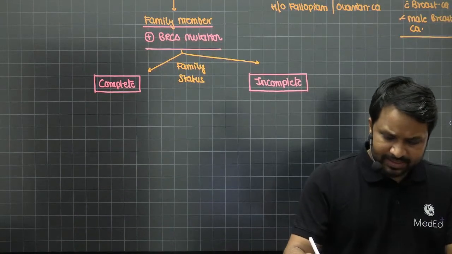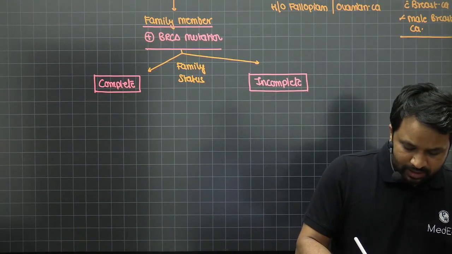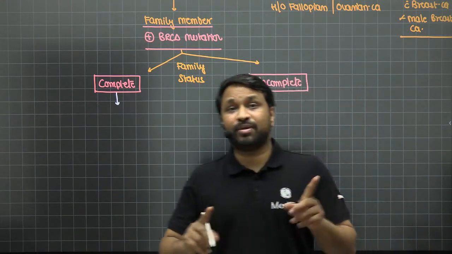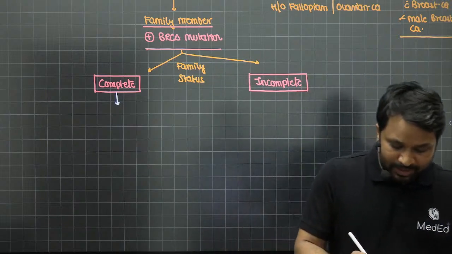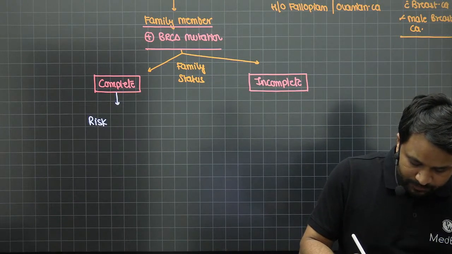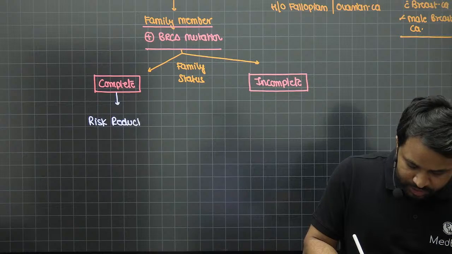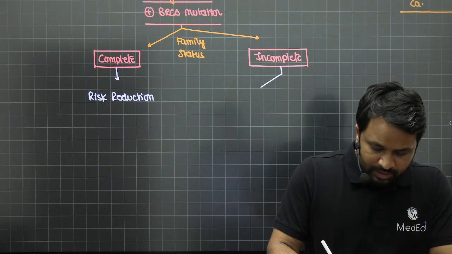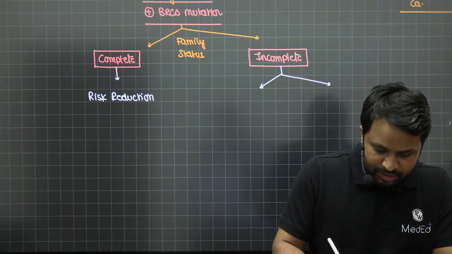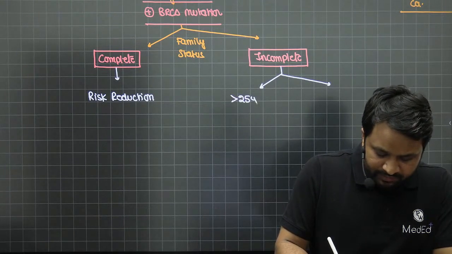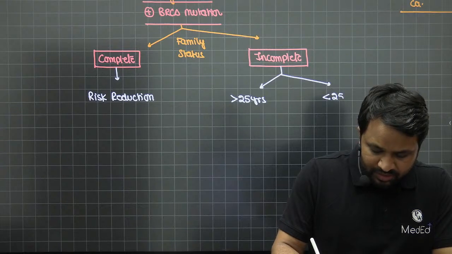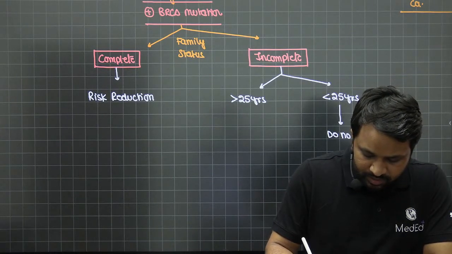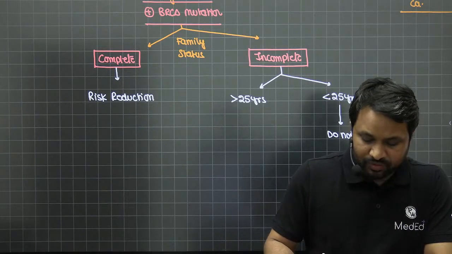If the family status is complete, this is where I would advise my patient that because you are BRCA mutation positive, and that is associated with both breast and ovarian cancers, it is better to opt for a risk reduction strategy. If the family status is incomplete, I will assess the age of presentation. If the age is below 25 years, do nothing. Ask the patient to chill and come back after turning 25.